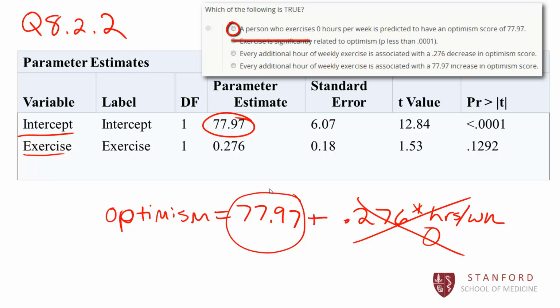B is incorrect because exercise is not significantly related to optimism. Our p-value came out to be 0.12. C is incorrect because every additional hour of weekly exercise was associated with a 0.276 increase in optimism, not decrease. Otherwise, it would have a negative sign. And D is incorrect because that is the intercept. It's misconstruing the intercept. The intercept is 77.9, not the slope.